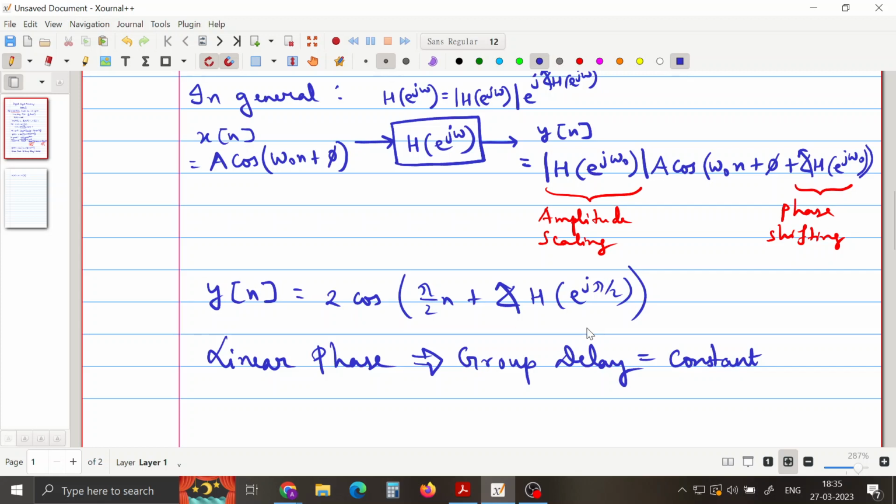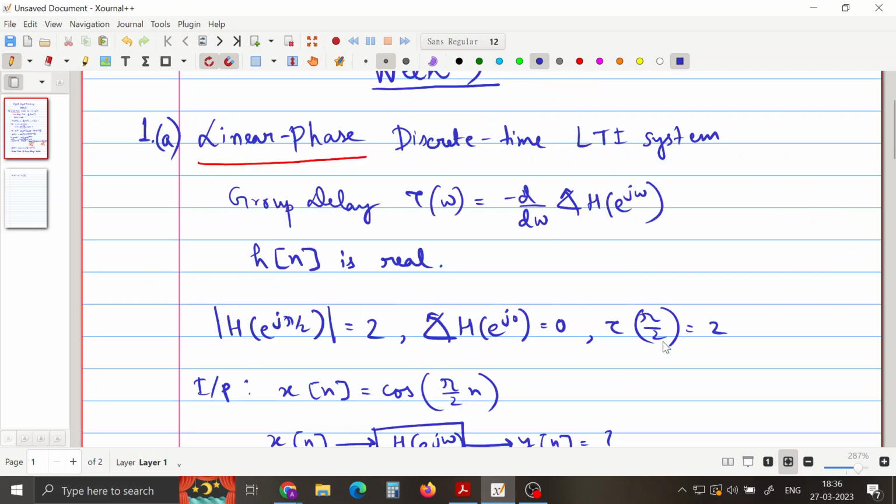Now this is where I was saying that this keyword linear phase will come into the picture. Group delay, as you know, is the negative derivative of the phase. Now if the phase is linear, then its derivative will be constant. So the group delay is constant for a linear phase system, and the group delay at omega equals pi by 2 is equal to 2, that is given. Now that should be constant, right? The group delay we just concluded is constant. So for all omega it should be equal to 2 only.